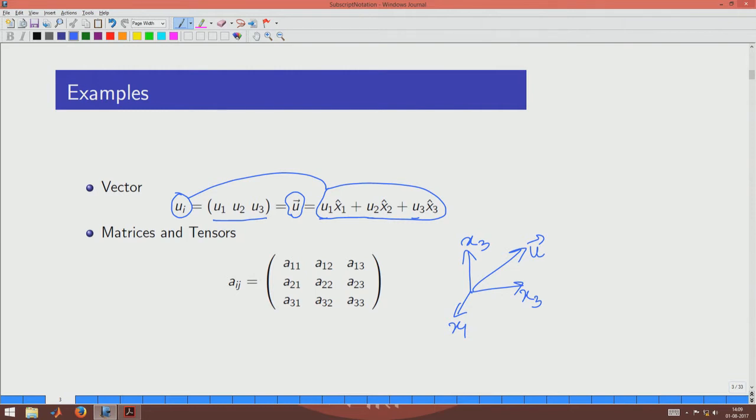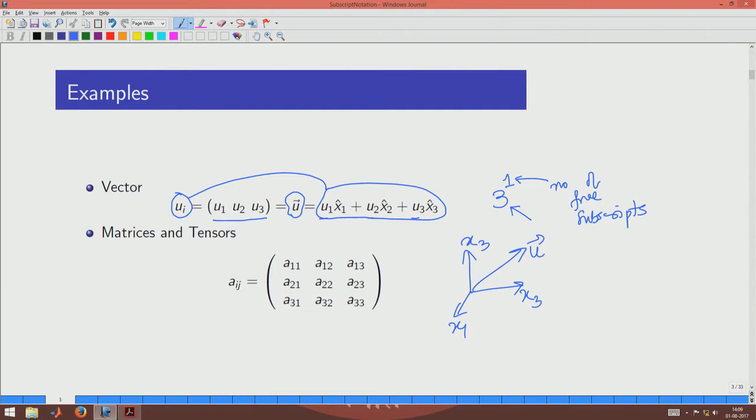Note that the number of free subscripts here is 1, and the number of terms is 3. So, the number of terms is 3 raised to the power of 1, where the exponent is the number of free subscripts, and this 3 is because we are talking about these quantities in the 3-dimensional world.